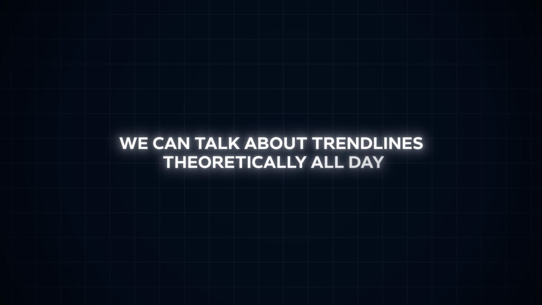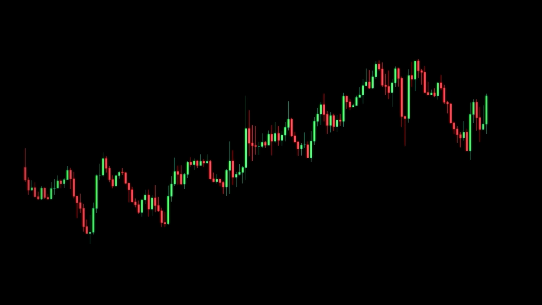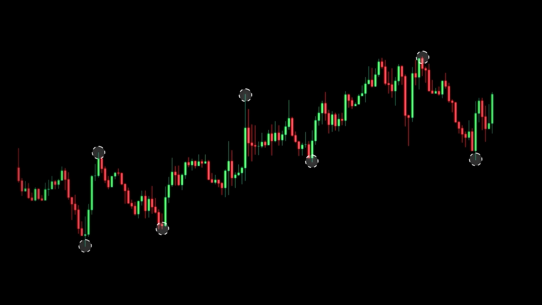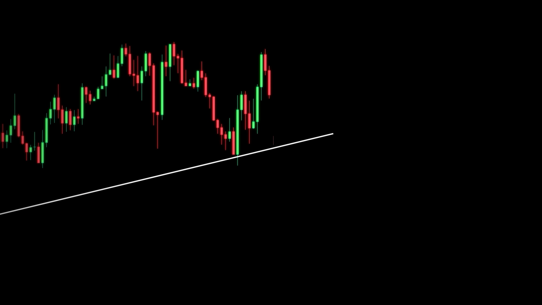We can talk about trend lines theoretically all day, but let's put these ideas together and show how traders are using trend lines to take real live trades. On this chart, we can see a clear uptrend marked by higher highs and higher lows. By connecting the lows, we can draw a trend line that price has respected 3 times, making it a valid level. Eventually, strong selling pressure enters the market, causing price to break below the trend line.